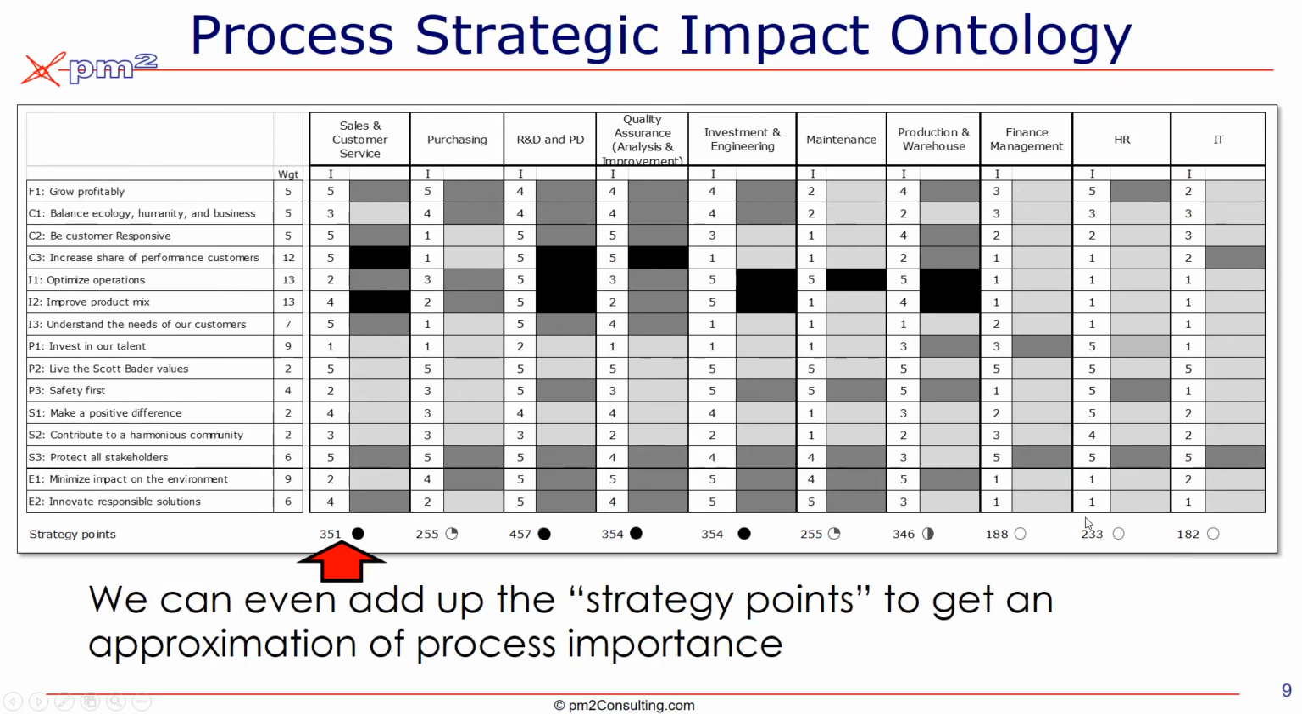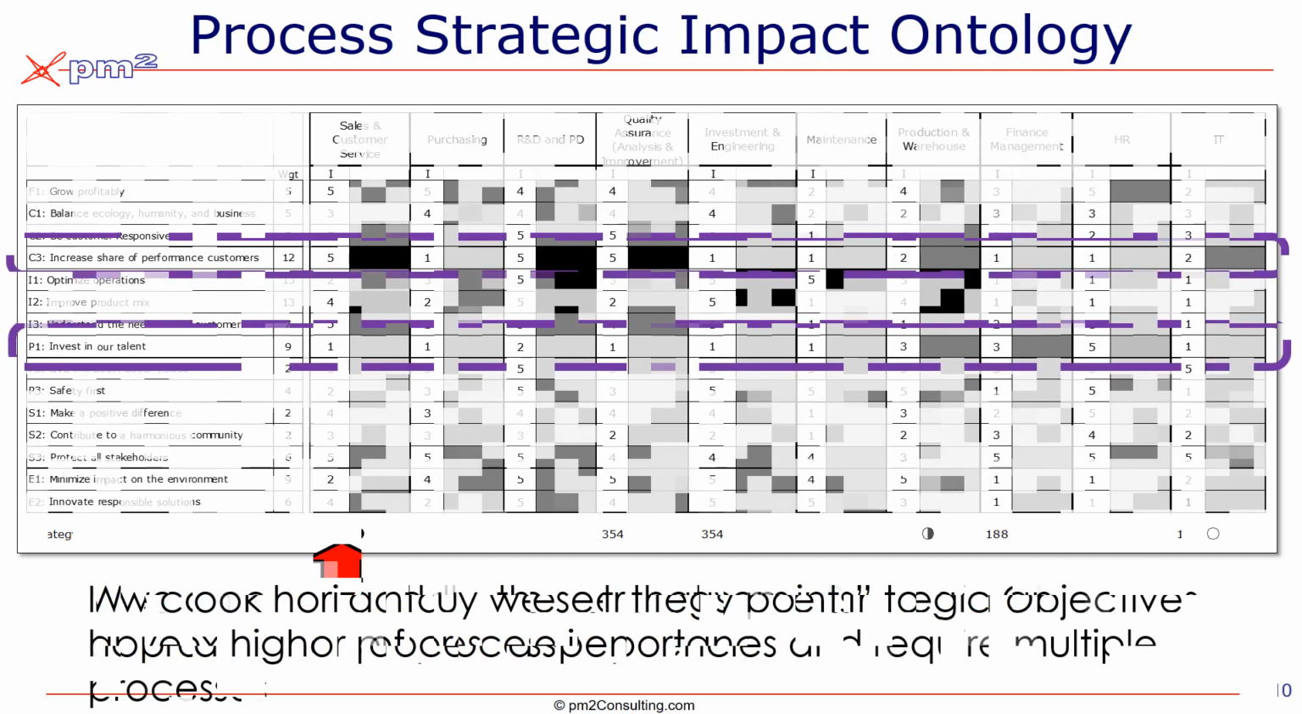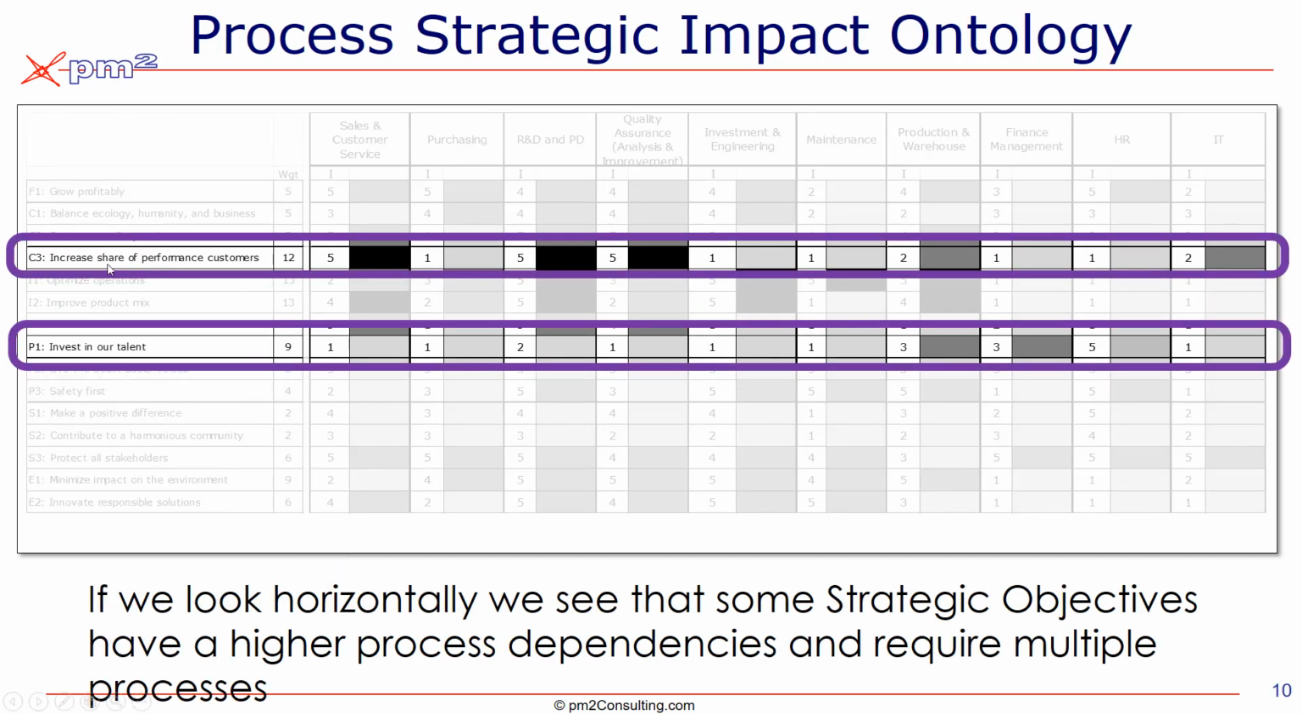In fact, we can take it a step further and add up how many strategy points each process earns. So if I add up 5 times 5 plus 3 times 5 and so forth, I get 351 strategy points for this process compared to, say, 188 for this process. So again, it's a way for the teams to identify where the value is in different processes at this point in time. Likewise, we can look horizontally, so we can find out which strategic objectives require more process support in order to be successful. I can even use this to sort out my natural teams at the horizontal level.